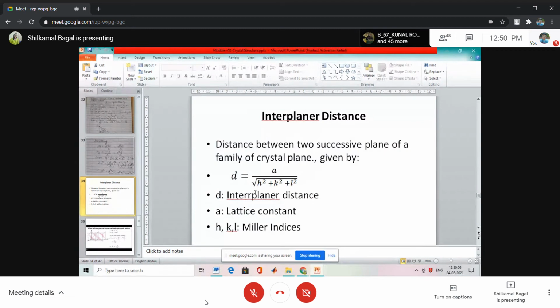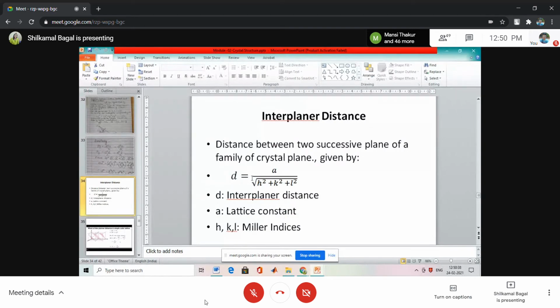Now let us see the interplanar spacing in a cubic crystal lattice. This relation holds for SCC only, simple cubic crystal. And with respect to the different arrangement of the atoms in face centered and body centered, this interplanar spacing is changed according to the planes. Planes in SCC, FCC and BCC are different.